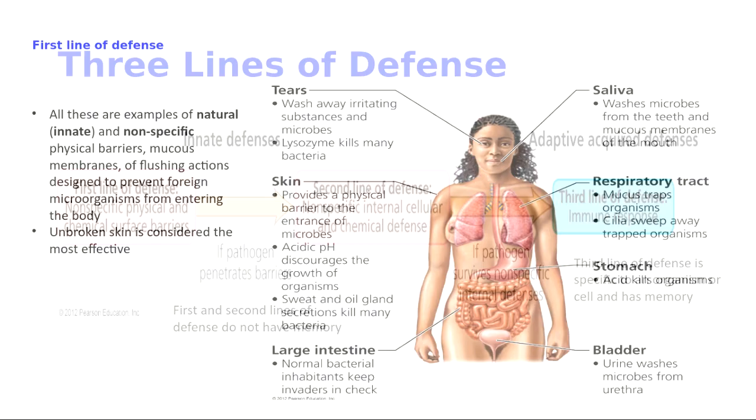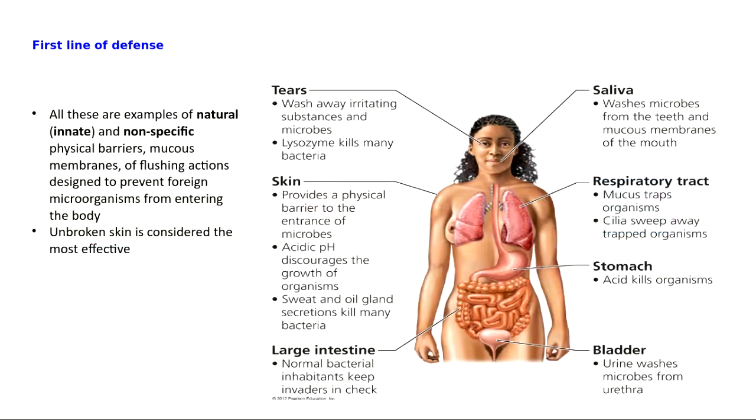So slide number 5 goes into more detail about some of the components, some of the characteristics of the first line of defense, and things that are involved in the first line of defense. We have the tears, the skin, intact skin. We have the large intestine, not just the large intestine, all the intestine, small intestine and large intestine. But the large intestine has a lot of normal flora, a lot of microbiome bacteria.